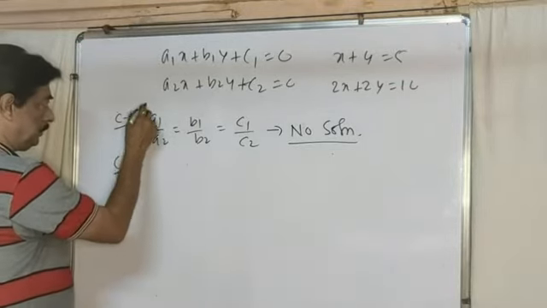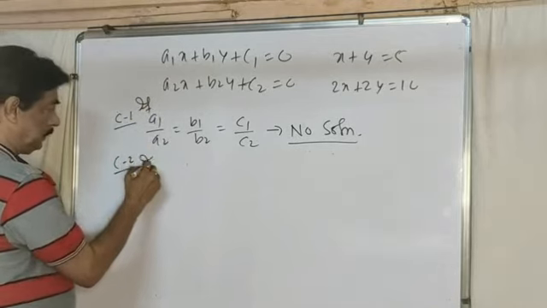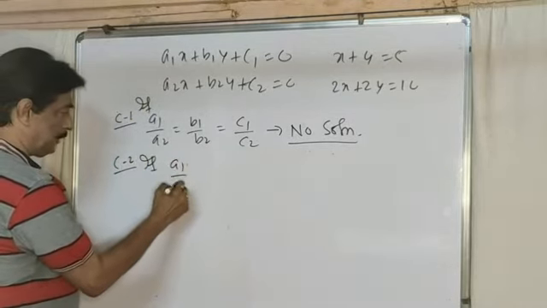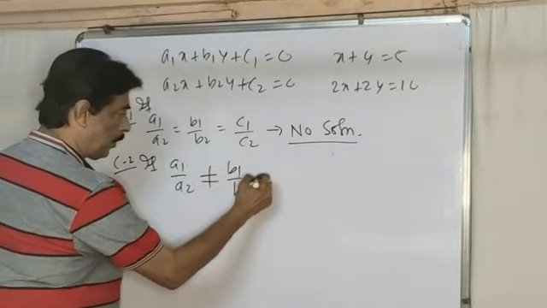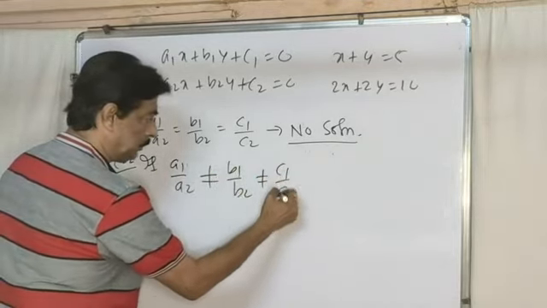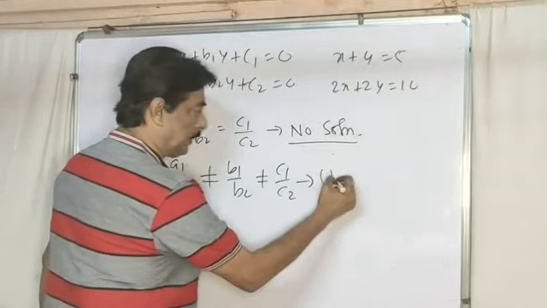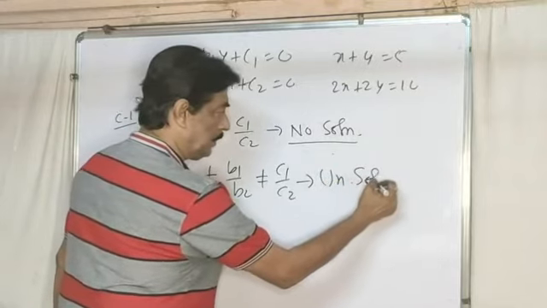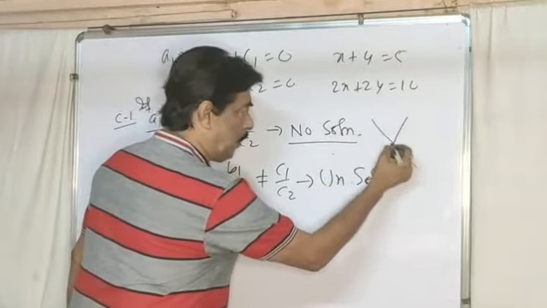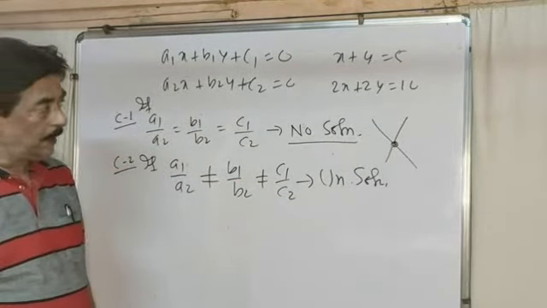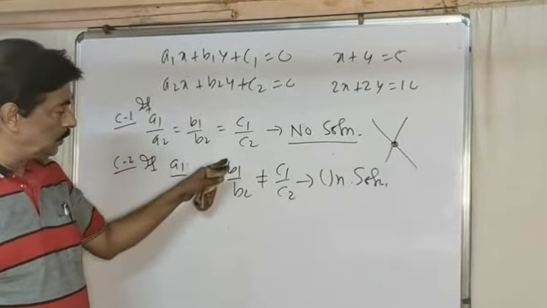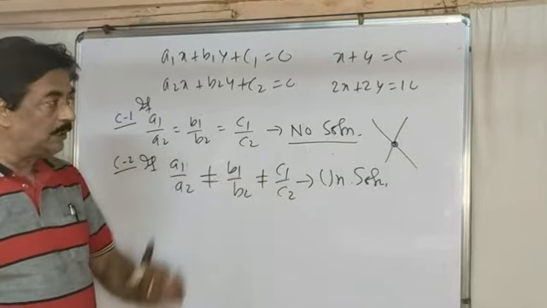Now condition number 2. If a1 by a2 not equal to b1 by b2 not equal to c1 by c2, the equation has a unique solution. Unique solution means we can get only one intersection point. If I solve these two equations, we can get one intersection point. This is a unique solution.